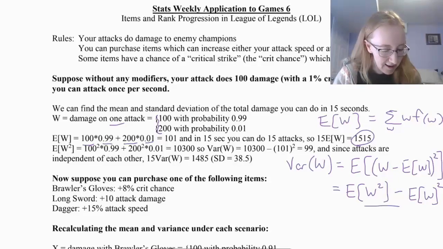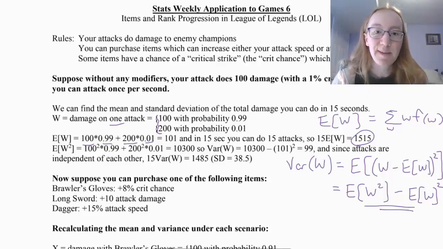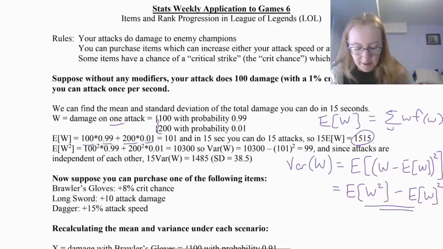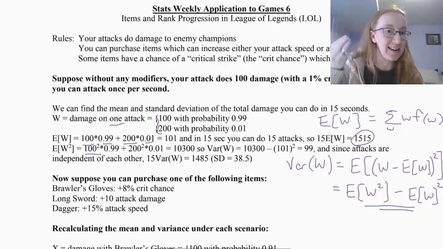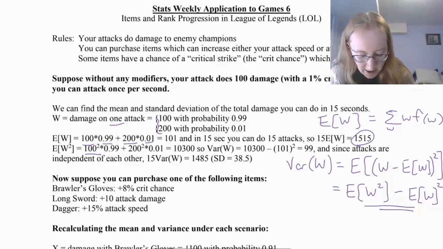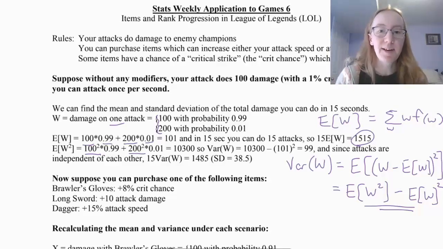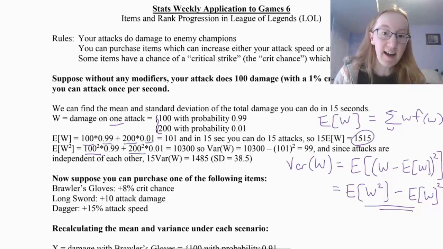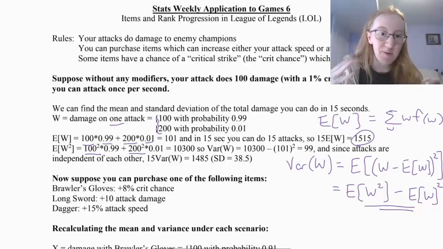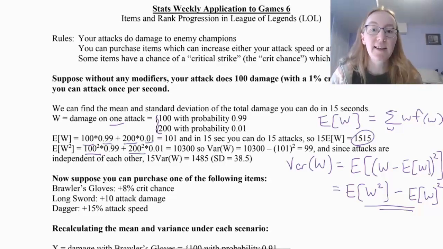But usually the way we calculate variance is this second method here. So let's do that for this case. The expected value of W squared, we're going to take 100 squared times 0.99, because we're squaring each value of the random variable. And then 200 squared times 0.01, which is 10,300. And then we can use this formula here to take the variance of W as that, 10,300, minus the mean of W squared. So minus 101 squared, that ends up giving us 99.